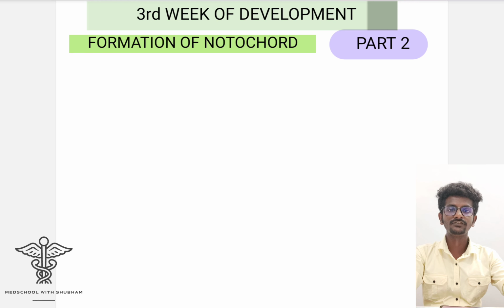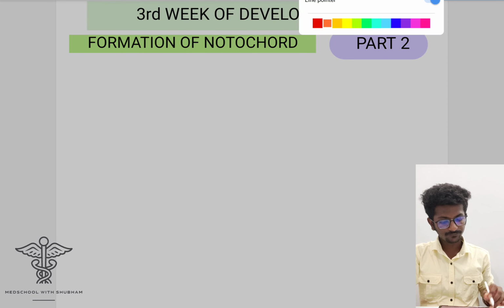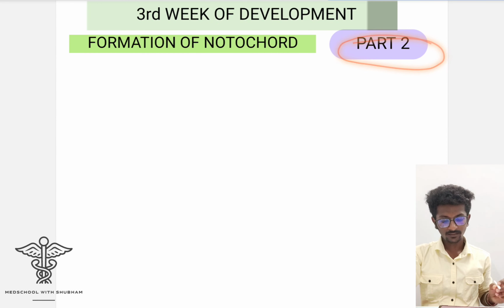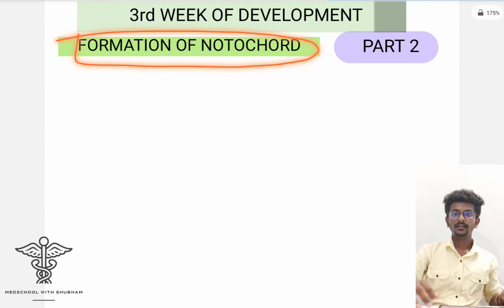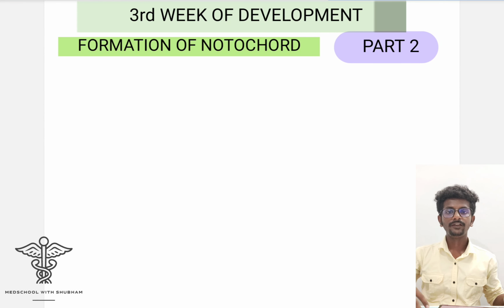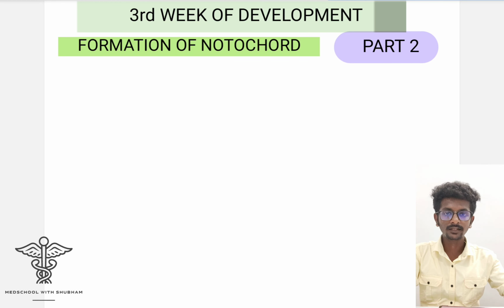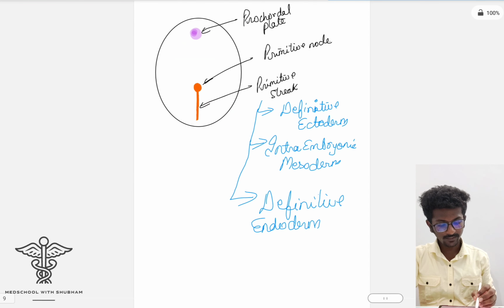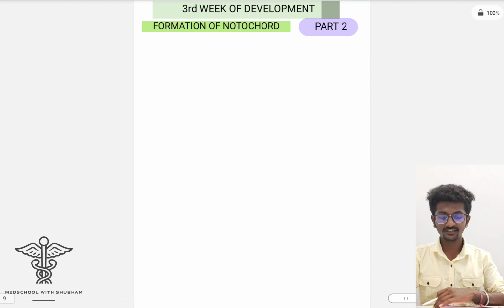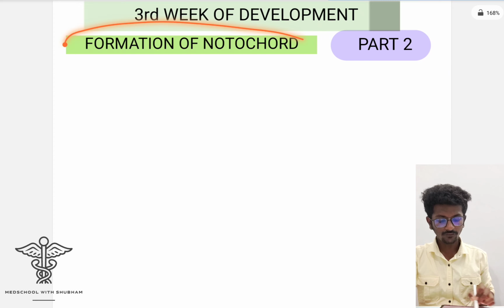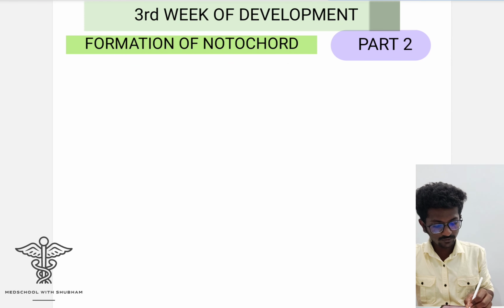I have started a new series on embryology on my YouTube channel in which I have completed the first week of development and the second week of development, and I also started the third week of development. This is part 2 of the third week of development, in which we will be learning about the formation of the notochord. In my previous lecture, part 1, we studied the process of gastrulation, in which I taught you about the primitive streak, primitive node and the prochordal plate. This is the extension of the previous lecture, in which we will be learning about the formation of the notochord. So what actually is notochord?